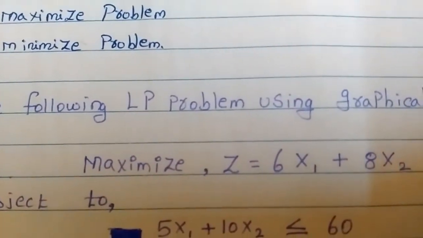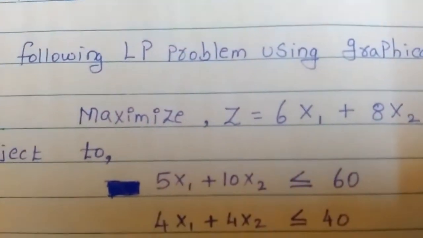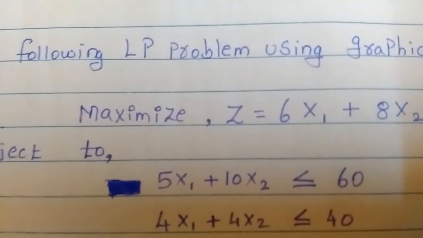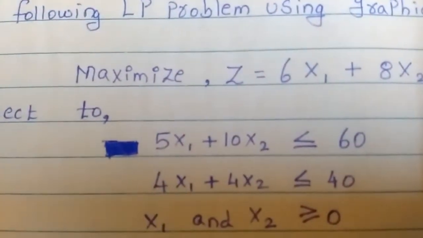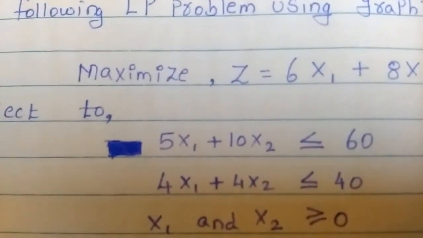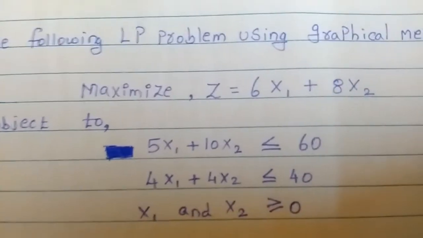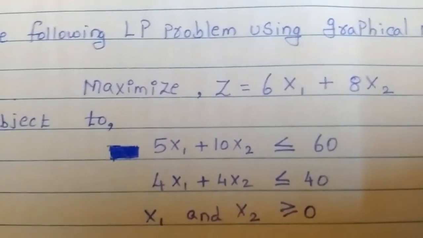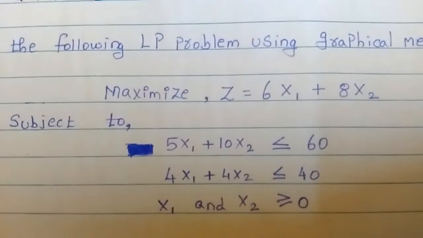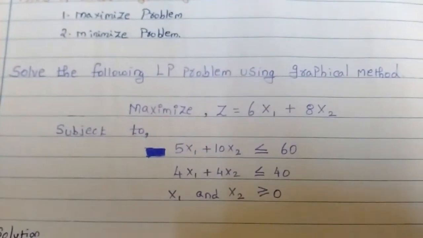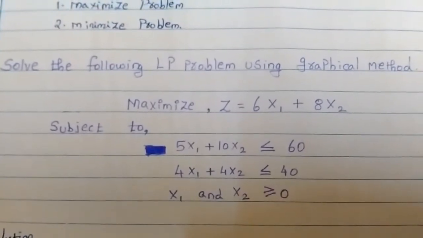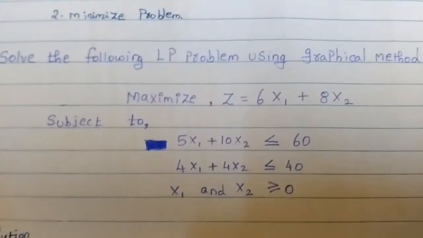Since it contains two variables, there are two constraints. Second constraint is 4x1 plus 4x2 is less than or equal to 40, where x1 and x2 are greater than or equal to 0. That means both are non-negative variables. Okay, this is the problem that we are going to solve using graphical method. Problem இந்த மாதிரி தான் இருக்கும்.